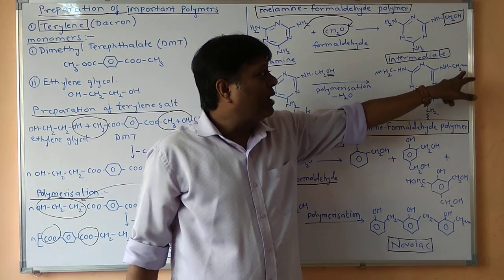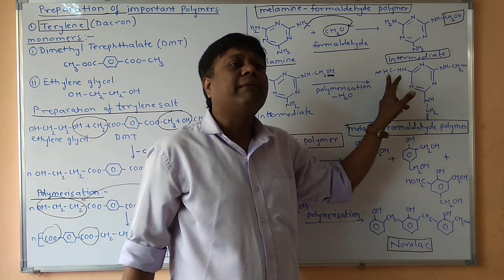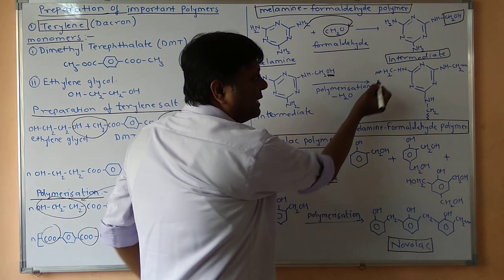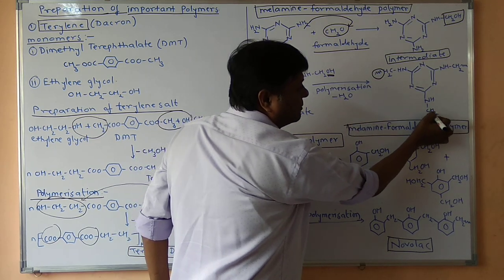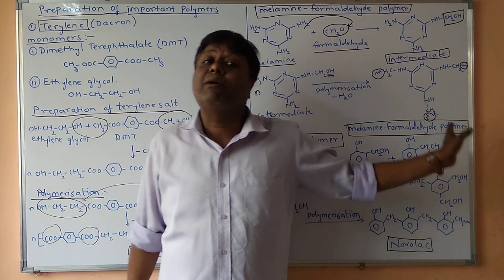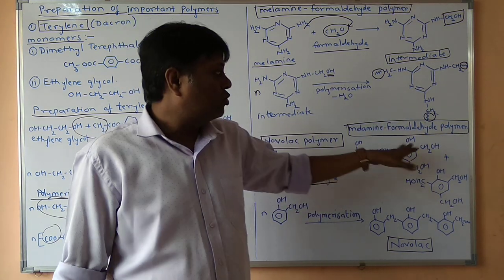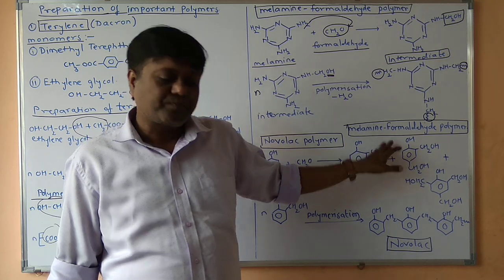So OH from CH2OH is removed as H2O. Same thing here, same thing here. And this indicates the continuation, and the fiber obtained is melamine formaldehyde polymer. So this is the second polymer.